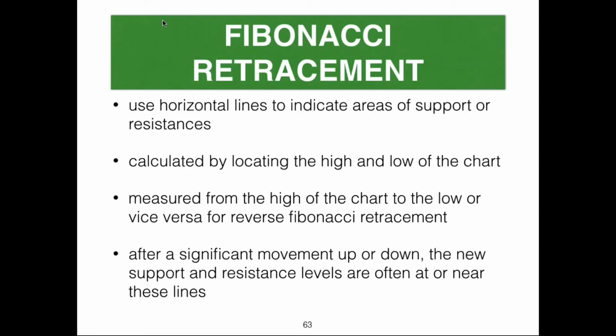Now, the Fibonacci retracement uses horizontal lines to indicate areas of support and resistance. It is calculated by locating the high and low of the chart. It is measured from the high of the chart to the low of the chart, or vice versa for reverse Fibonacci retracements. After a significant movement up or down, the new support and resistance levels are often at or near these lines.